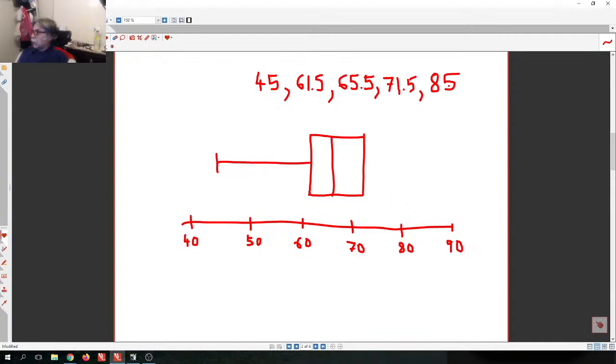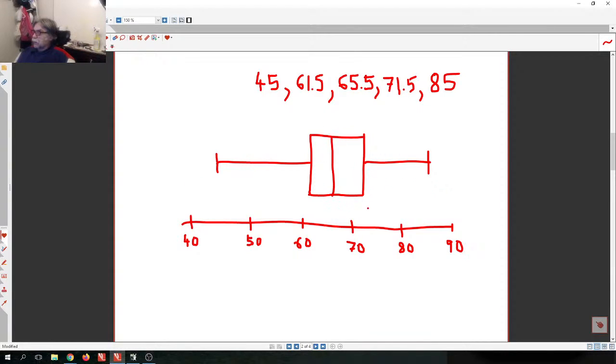Now I'm going to connect the minimum with the box. Okay, and I have 85. 85 is right in the middle here, so I'm going to do another tail here. That's the box plot, a sketch of it. The proper one should really be done with a ruler so that it looks decent. It gives you some idea what the data is.